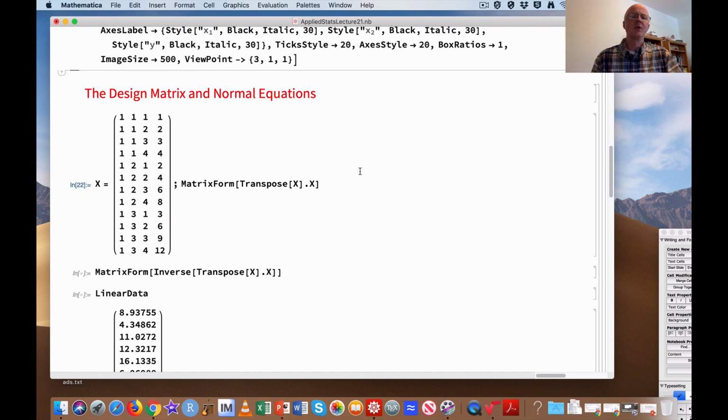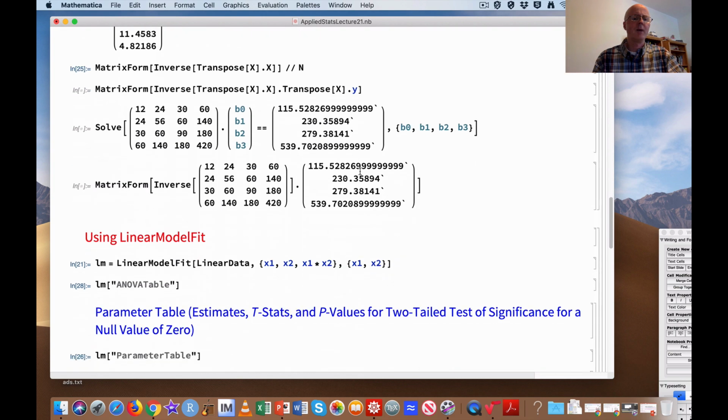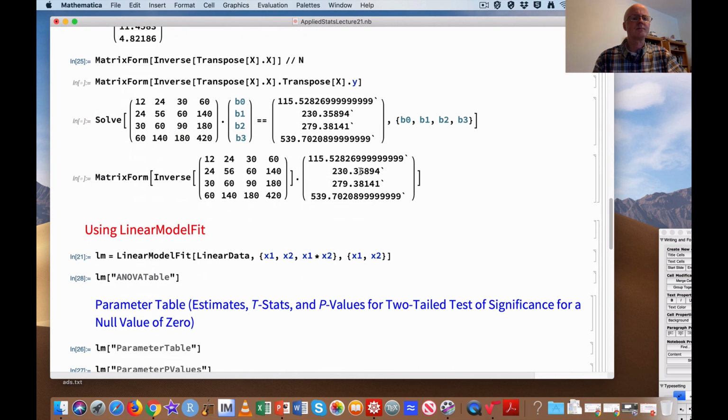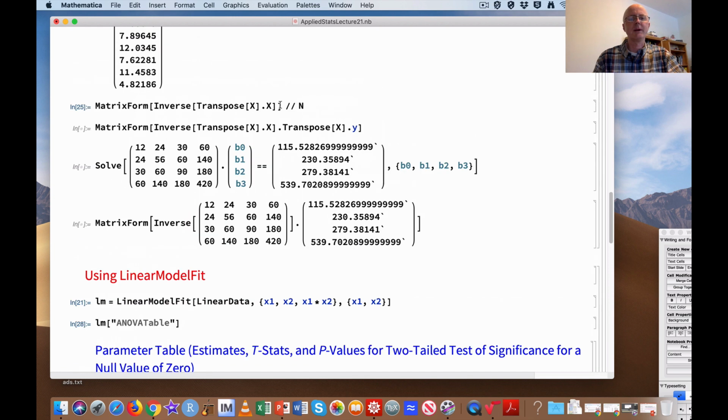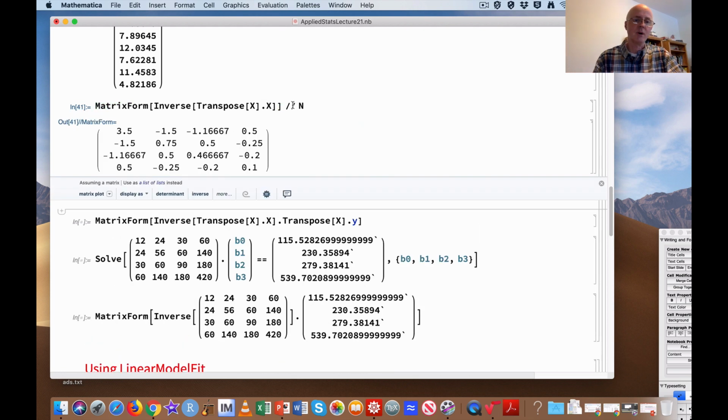Got the design matrix normal equations. I'm going to jump down to, oh, by the way, maybe we want to see the entries of x transpose times x inverse are small. Yes, those are relatively small numbers. And these are the numbers that I got that you just saw in the PowerPoint. 3.5, 0.75, 0.46 repeating, and 0.1 of this C00 through C33.